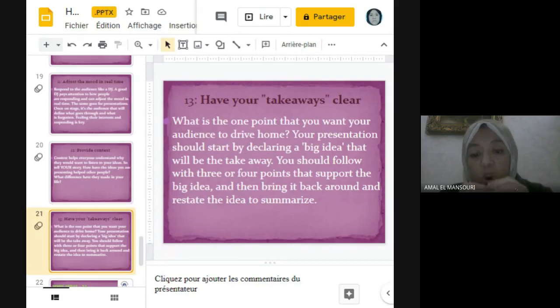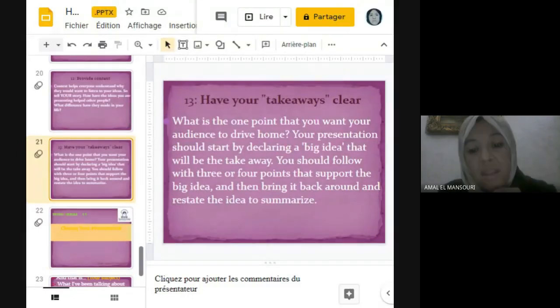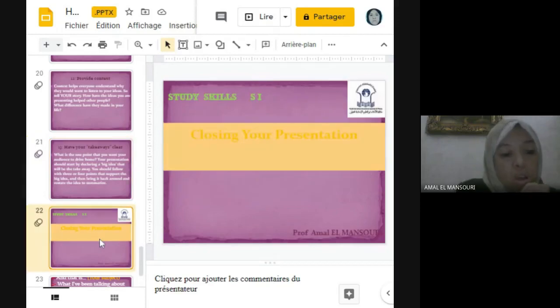Presentation or lecture, of course, whether intended or unintended, it is what makes or breaks the learning experience for the audience. Now we have covered all 13 steps, or the 13 tips that should be taken into consideration while preparing for the presentation. Now we have to move to closing your presentation.